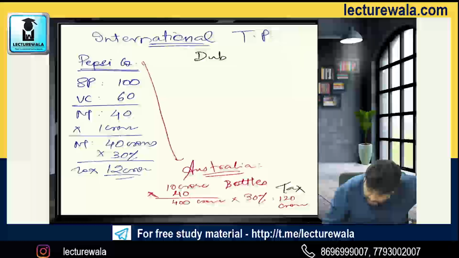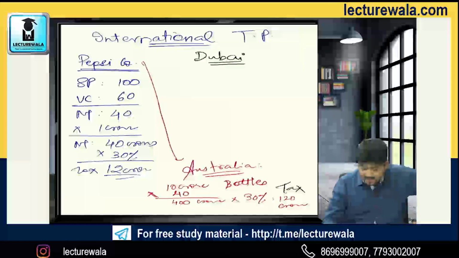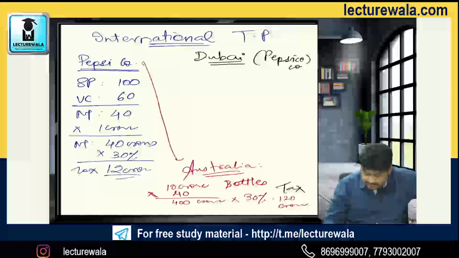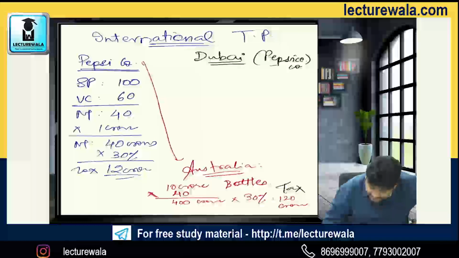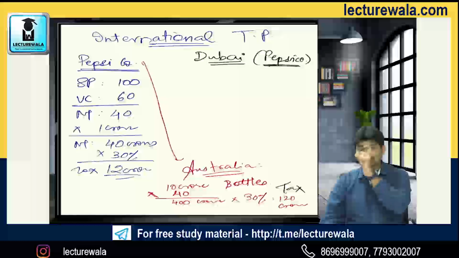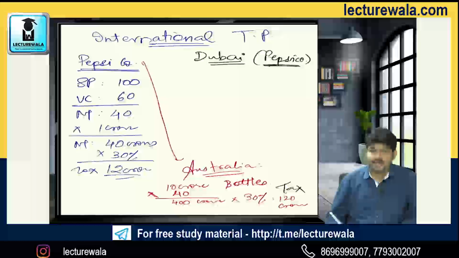They set up a sham company in Dubai called PepsiCo Dubai. Sham company means just for the purpose of evading taxes. They set up a company in Dubai. Now what did they do? See, in Dubai, is there corporate tax or is it exempt? Exempt. There is no concept of corporate tax. Zero corporate tax is there in Dubai.